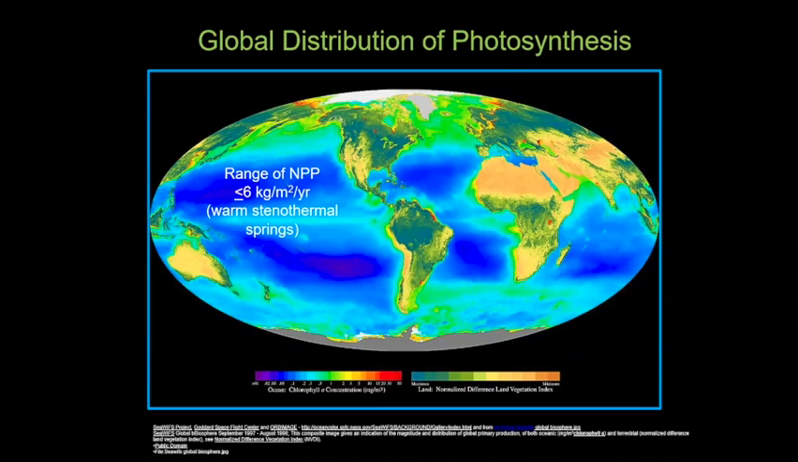Here's a map of photosynthesis of the world, showing that the oceans are kind of low in their chlorophyll A production, but that there's plenty of highly productive tropical landscapes that are pumping out a lot of photosynthetic product.